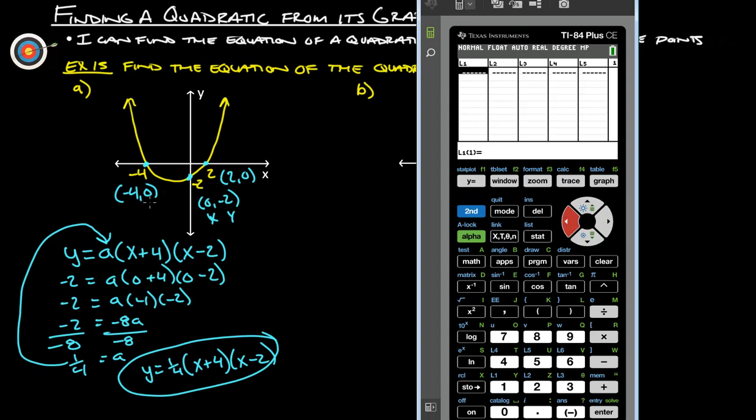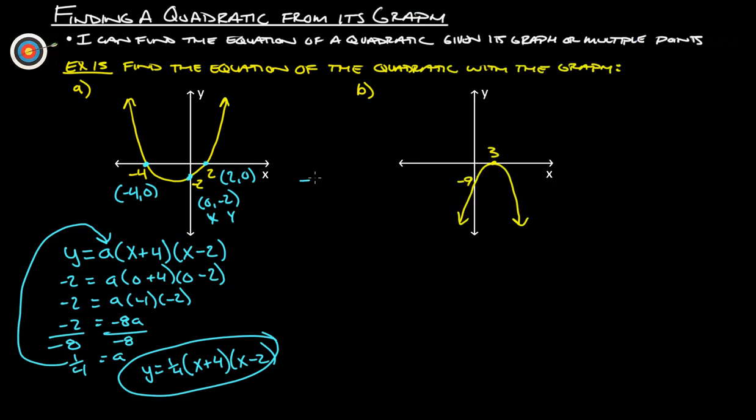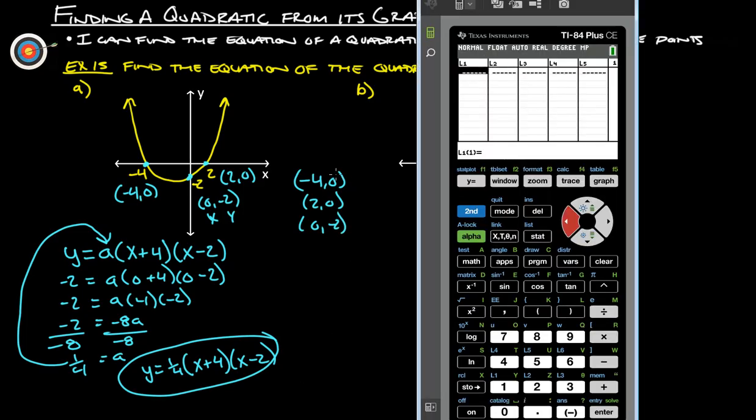All right, now here's what we're going to do. We've got these 3 points. So let's just list them. We got -4, 0, 2, 0, and 0, -2. So we're going to put all the x's in a row and all the y's in their corresponding spots there. So we got -4, 2, and 0, these 3.